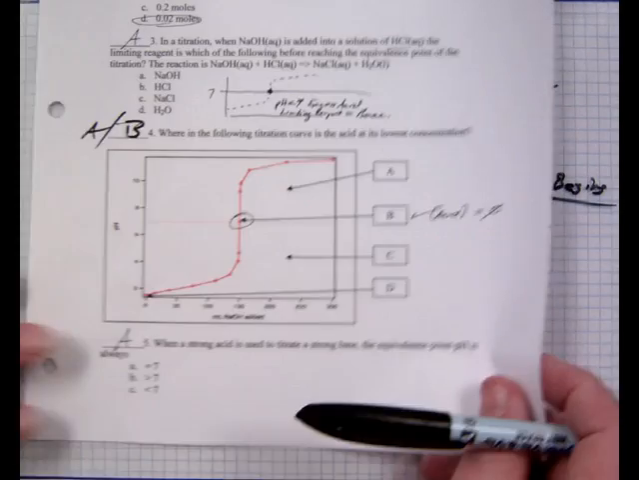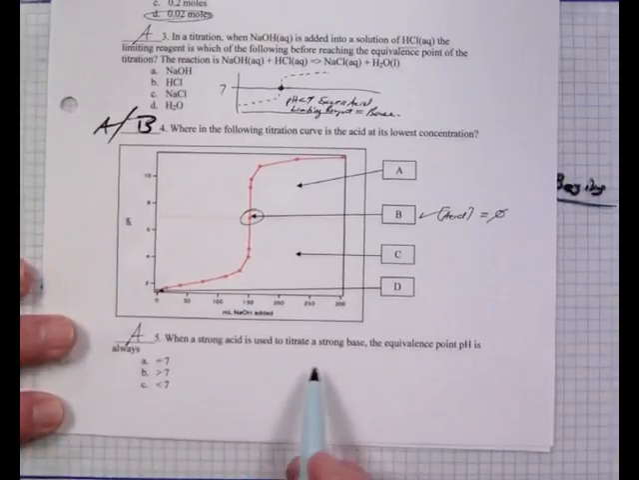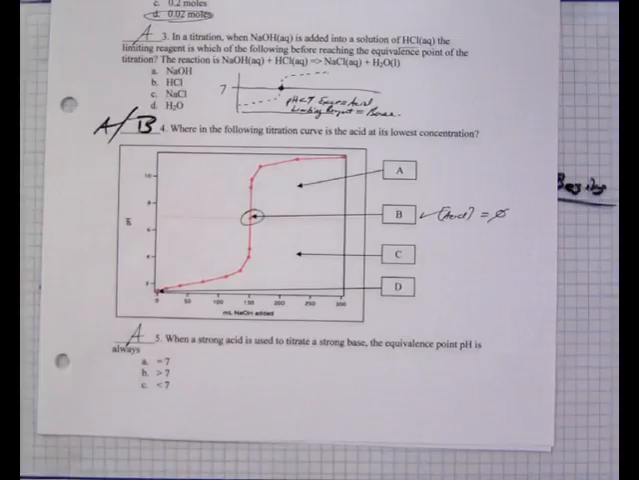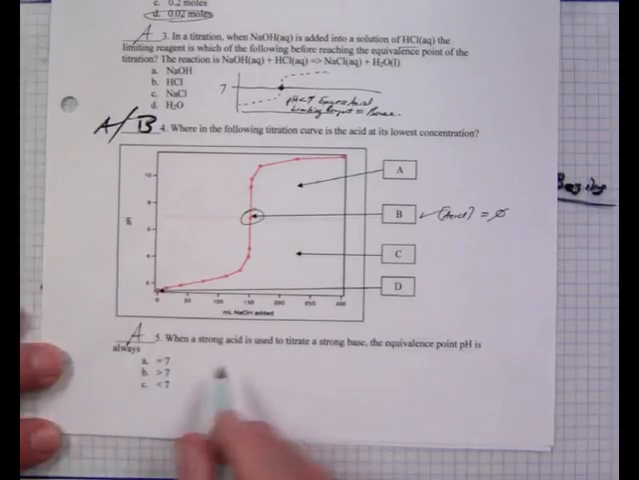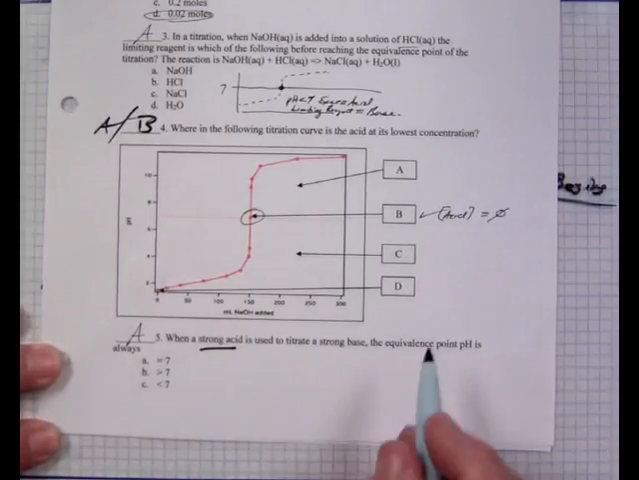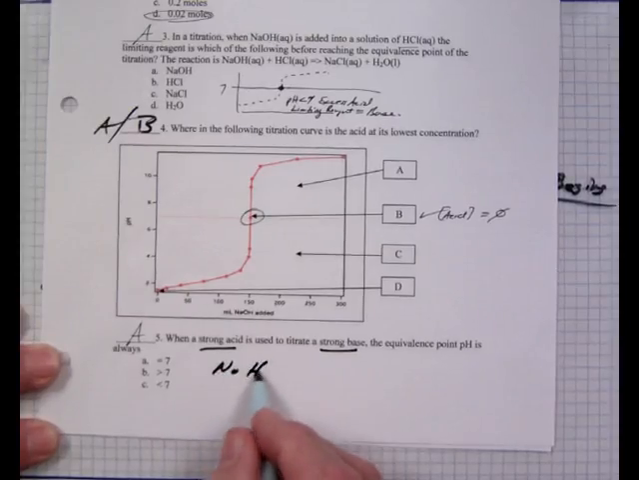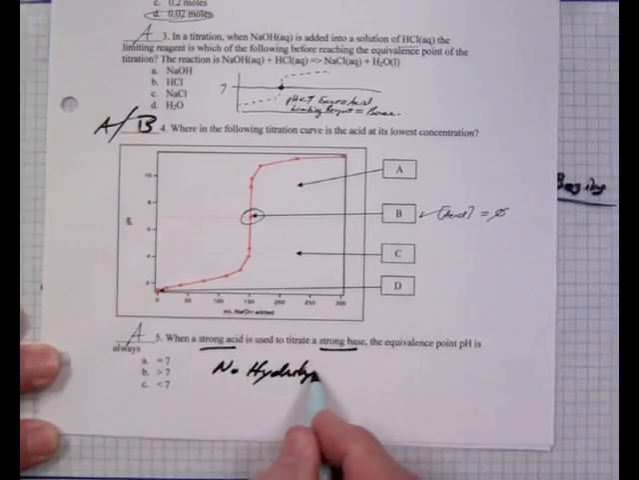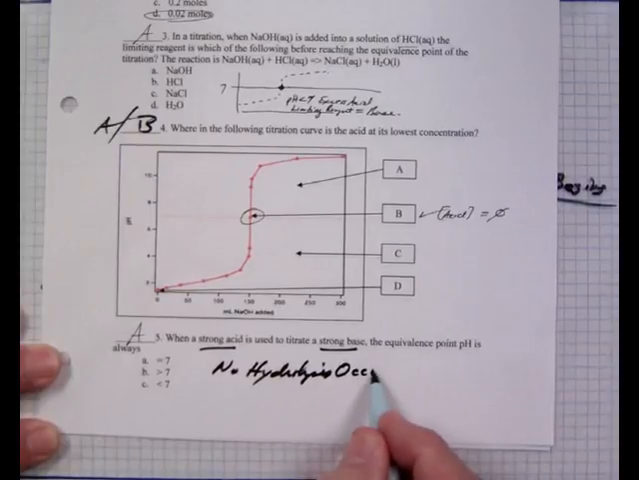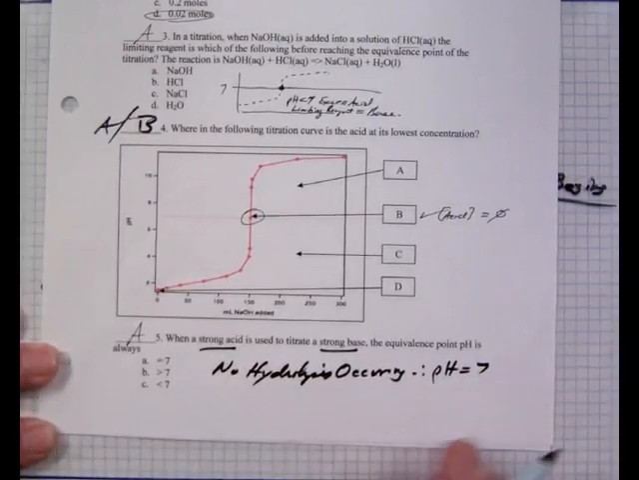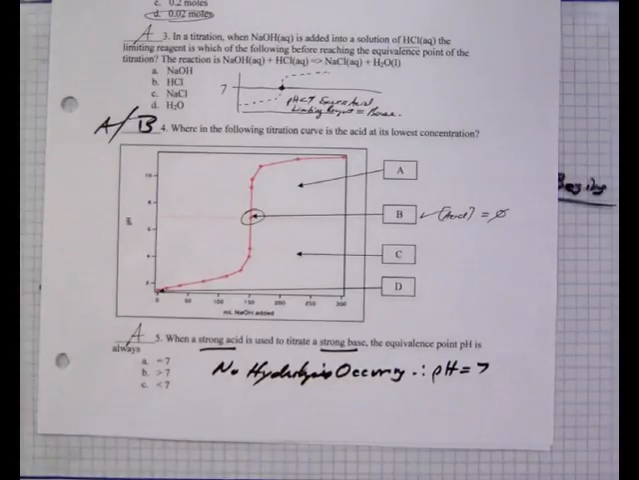Okay, and number 5 is easy enough. When a strong acid is used to titrate a strong base, the equivalence point pH is always what? 7. That's right. You will learn about an issue called hydrolysis. In this strong acid reacting with a strong base, we have no hydrolysis occurring. Therefore, pH is 7.